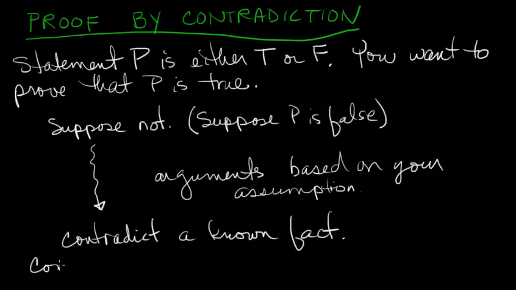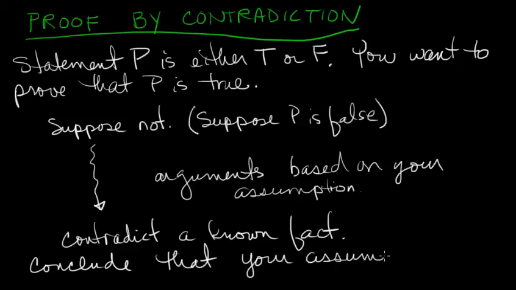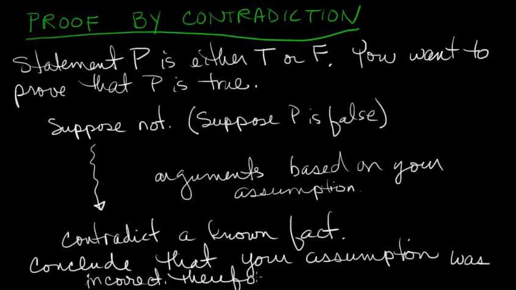So you can conclude that your assumption was incorrect. Therefore, the statement P is indeed true. This is the basic outline of a proof by contradiction.